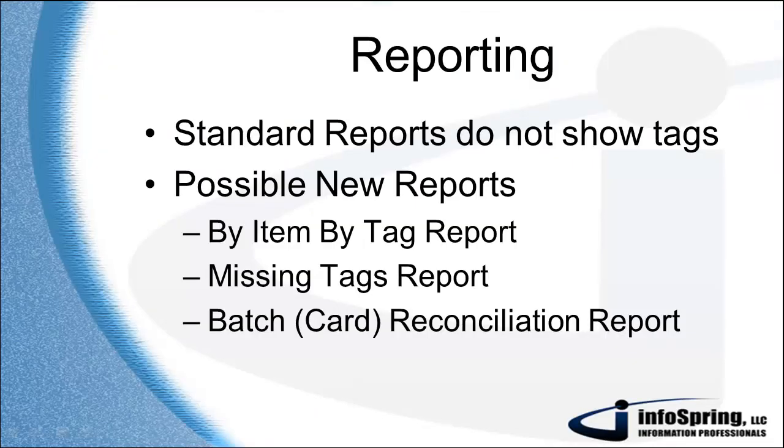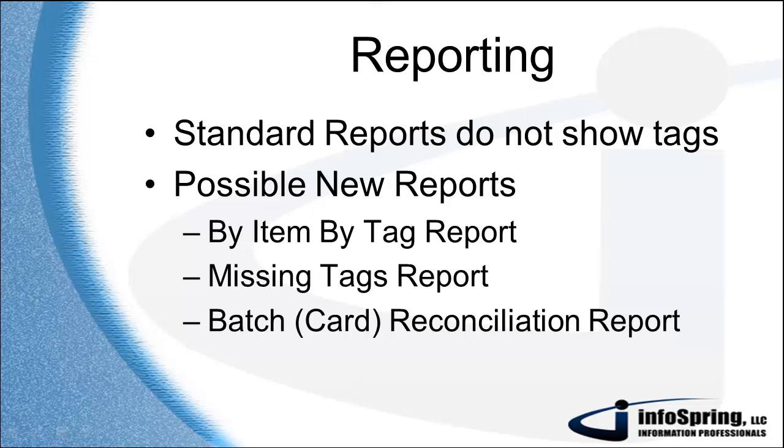Okay, to wrap this up, let's talk about reporting and the tag information that we just entered. The standard reports, including the missing card and the card variance reports, will not show the tag information. So you could customize the missing card or the card listing reports that are in place and add the tag information. But it would not sort or group or give you any control over those tags.